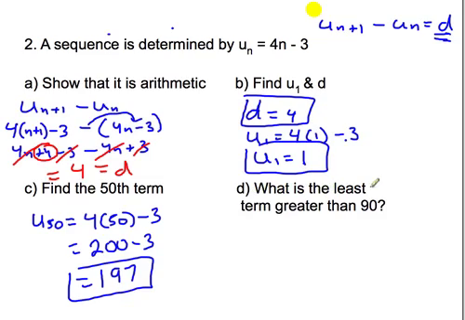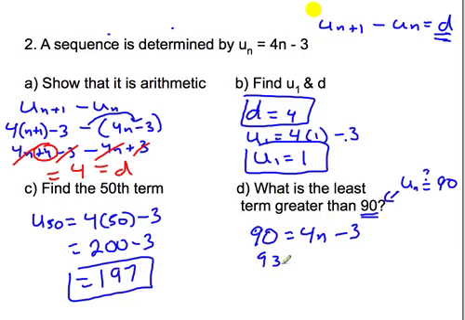Now, what is the least term greater than 90? Let's first check to see if 90 is a term in the sequence. Let's check to see if u sub n can be equal to 90. If 90 was a term, it would be equal to 4n minus 3, and we solve for n. We're going to add 3 to both sides. We get 93 equals 4n.